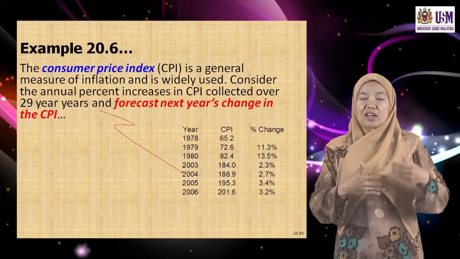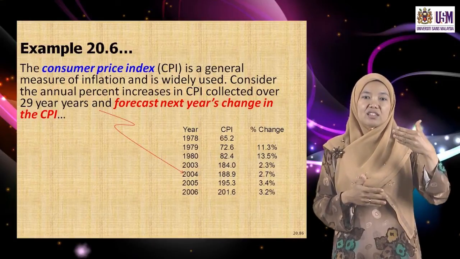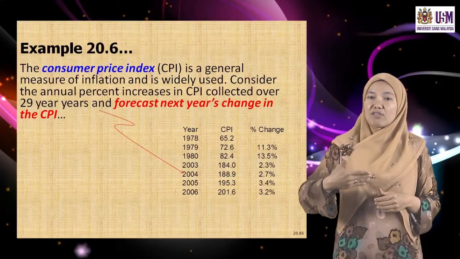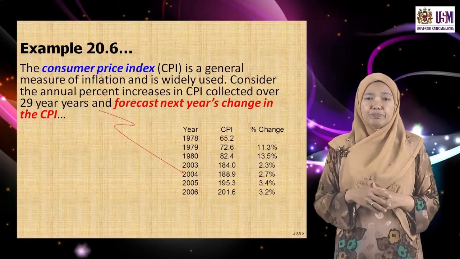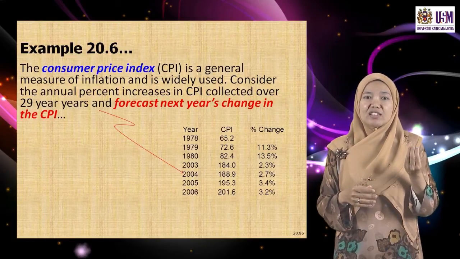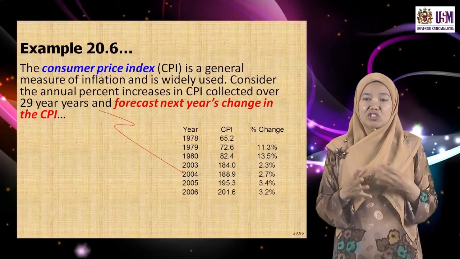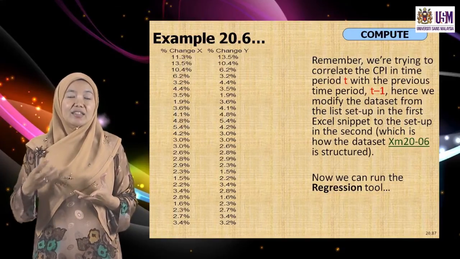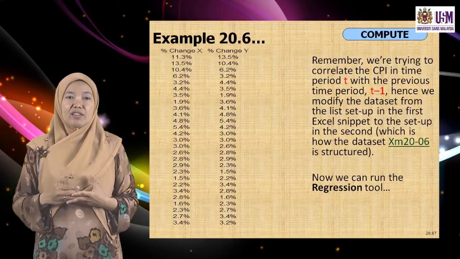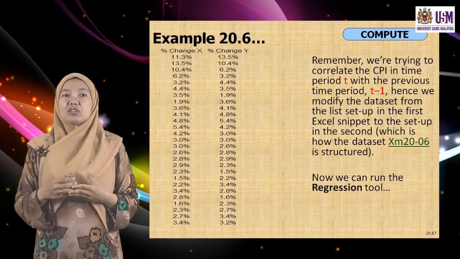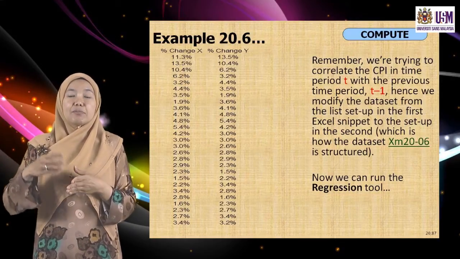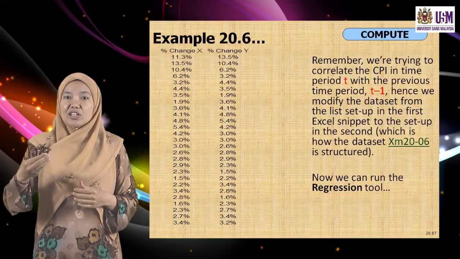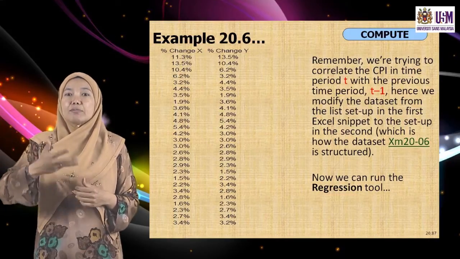So in this case, you have the year, I just show a short one on screen from 1978 up to 2006, I cut it short in between, and then you have the CPI value. The most important column is the third column, which shows the actual percentage increase in CPI. I'm sure you know how to calculate this percentage increase. In example 20.6, you need to remember that we are trying to correlate the CPI in time period t with the previous time period. Percentage change means you take the current period minus the previous period value, divided by that previous period value. So basically, there is correlation between the current time period and the previous time period t minus 1.